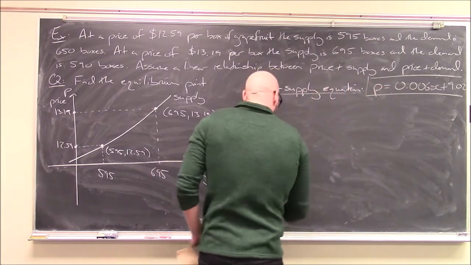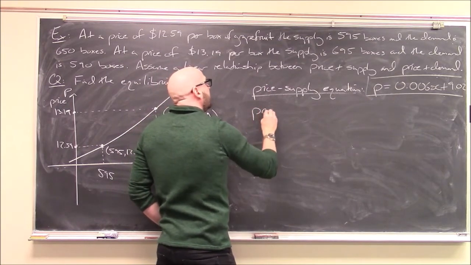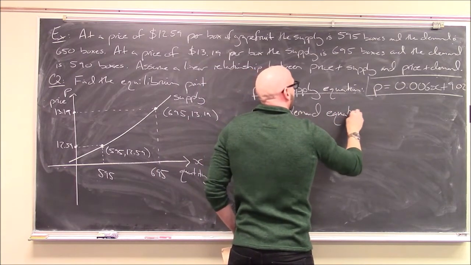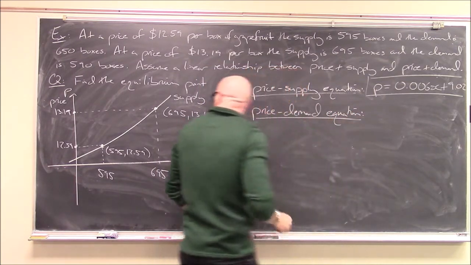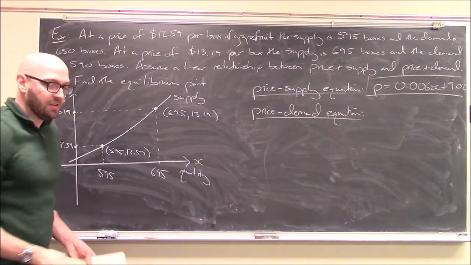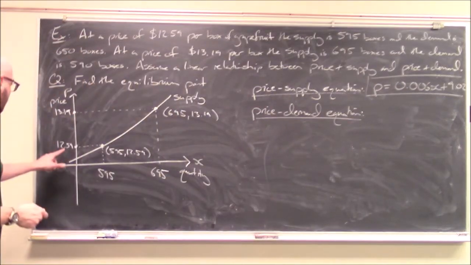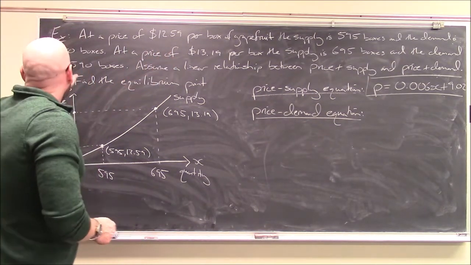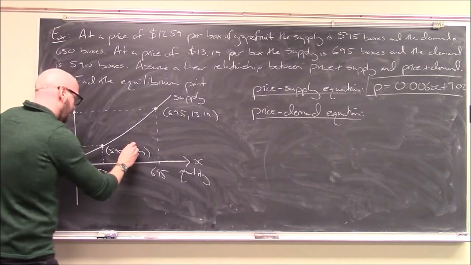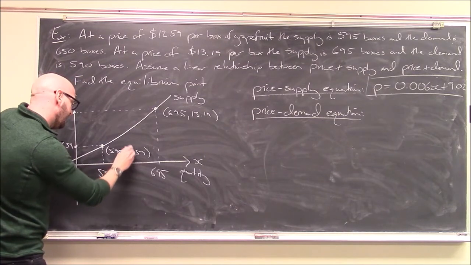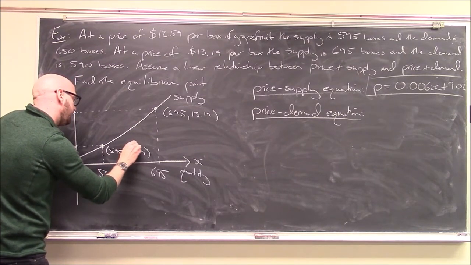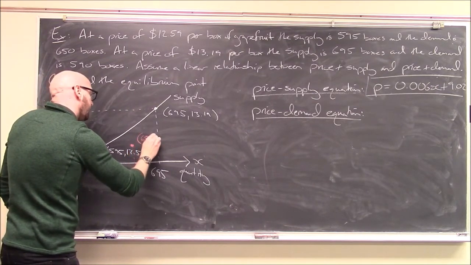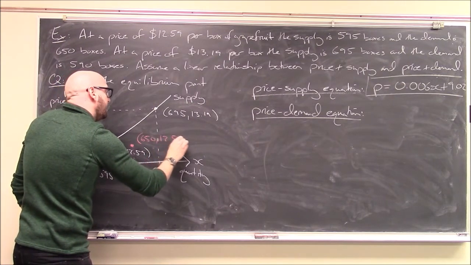Now we need to do the same thing, but for the price-demand equation. We're going to play the same game here, but now we're working with the demand side of things. Coming back to this, we're told at $12.59, our demand is 650 boxes. 695, somewhere around here is probably 650. There's 650, so this has coordinates 650 and 12.59.